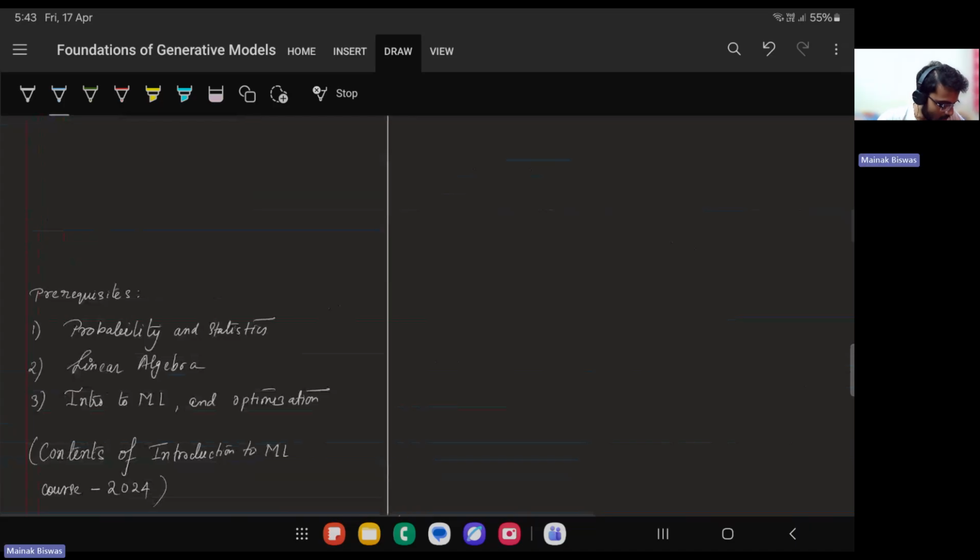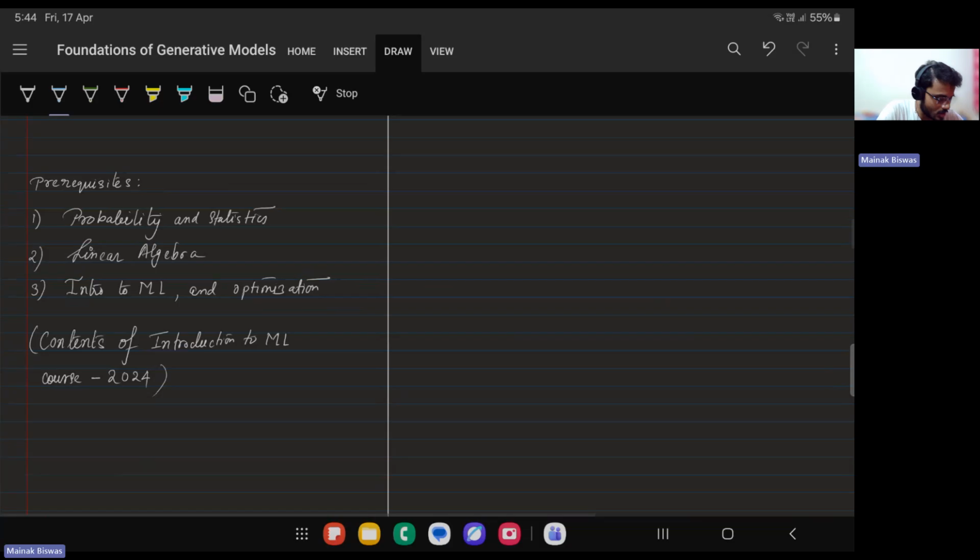As I told you, the prerequisites are probability, we'll be doing a lot of probability here because all these models at the end of the day are probabilistic models. We'll be talking about linear algebra. Basics of machine learning are also required, where you do some optimization and things like that. Please refer to the contents of Introduction to ML, which covers most of these topics in detail.